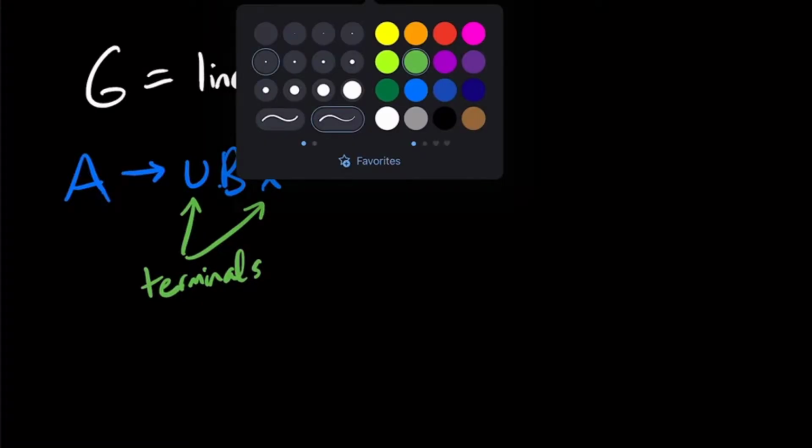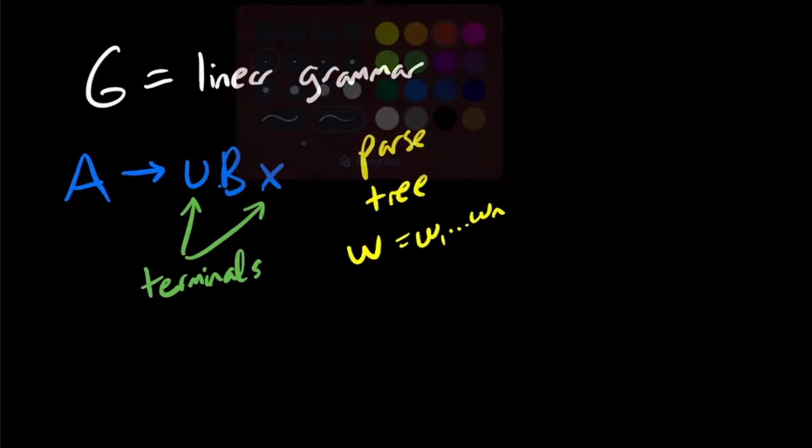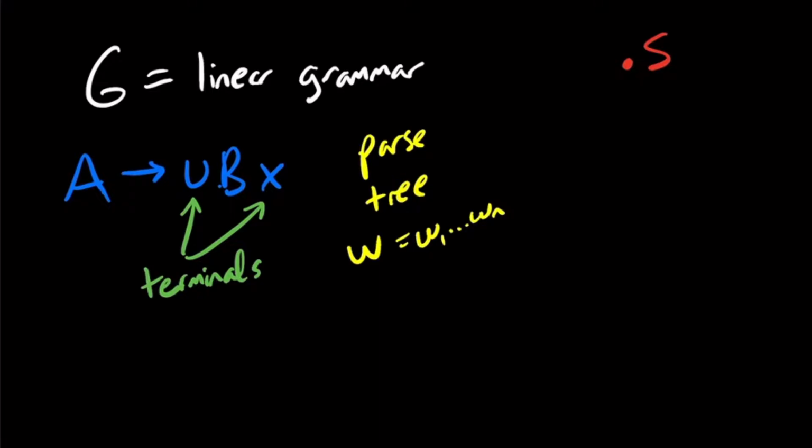So let's think about a derivation. If we look at the parse tree, let's make a parse tree for a particular string. Let's call the string W, and let's call it W1 up to Wn. Well, the start variable at the very top, let's call it S, must make some set of terminals, followed possibly by a variable, and then a set of terminals over here.